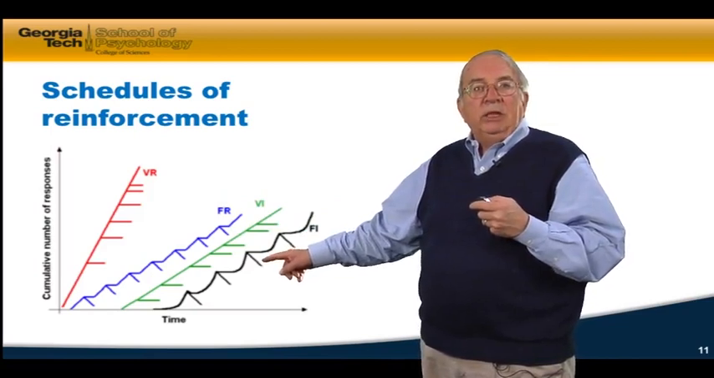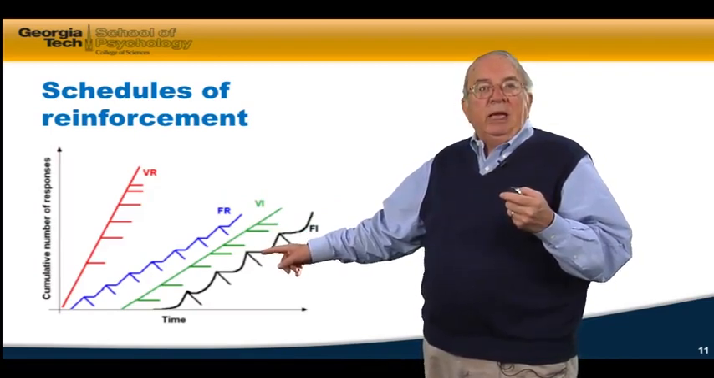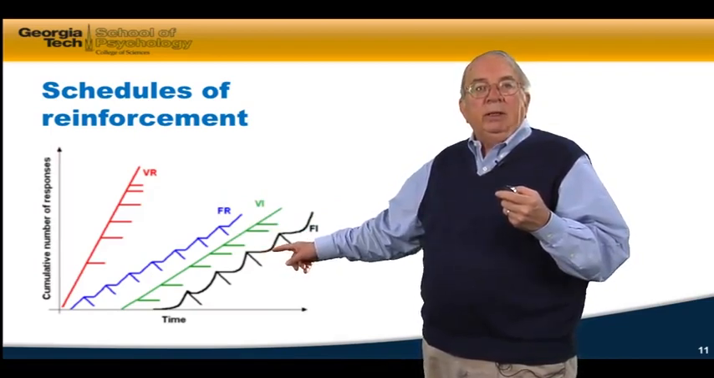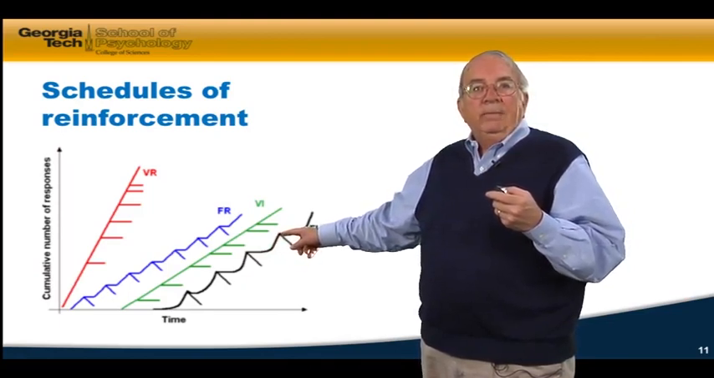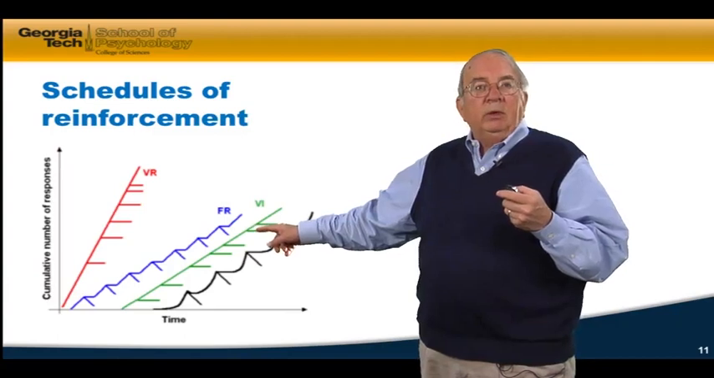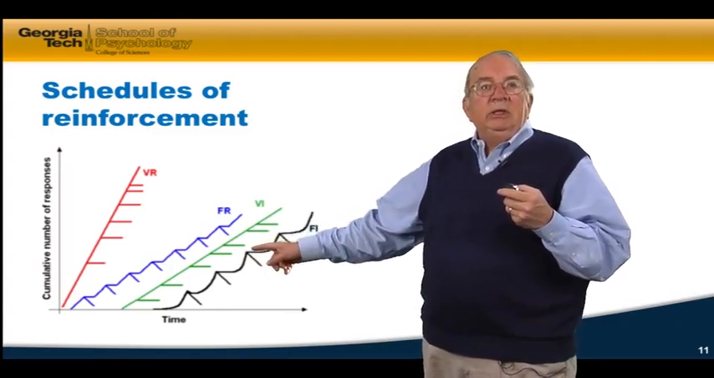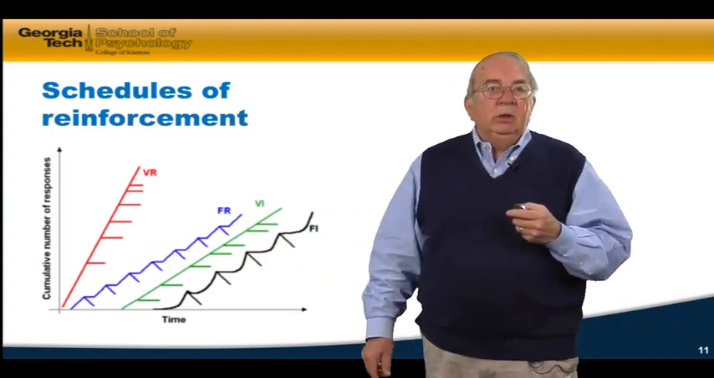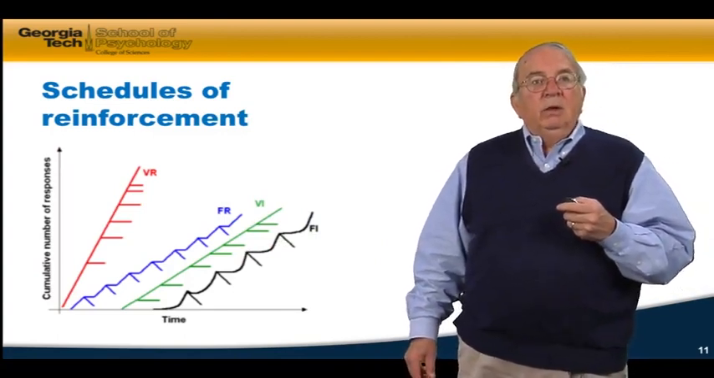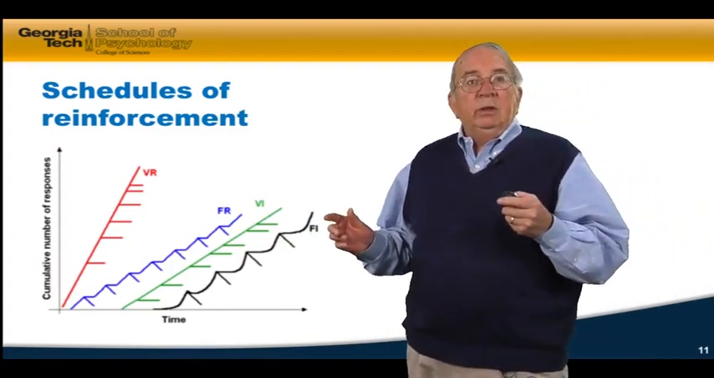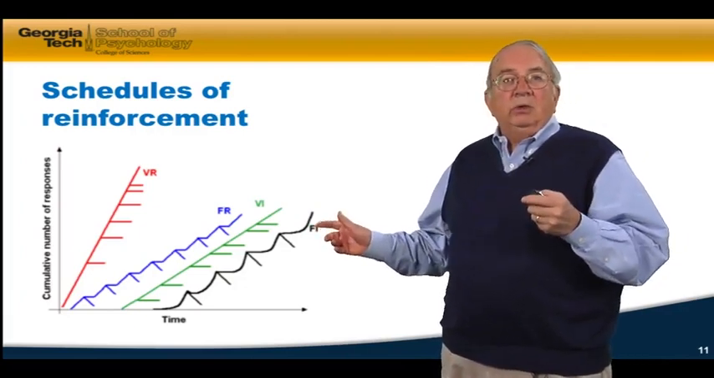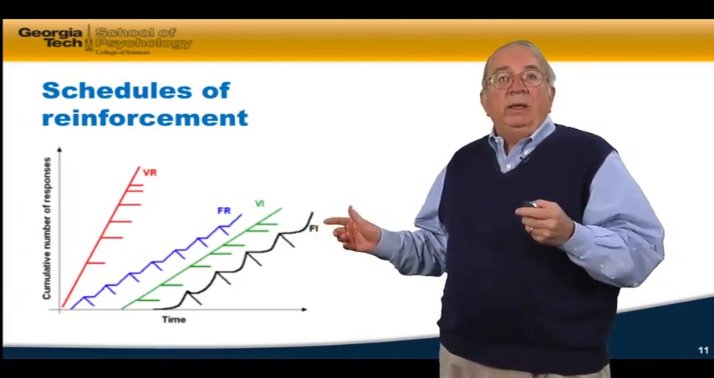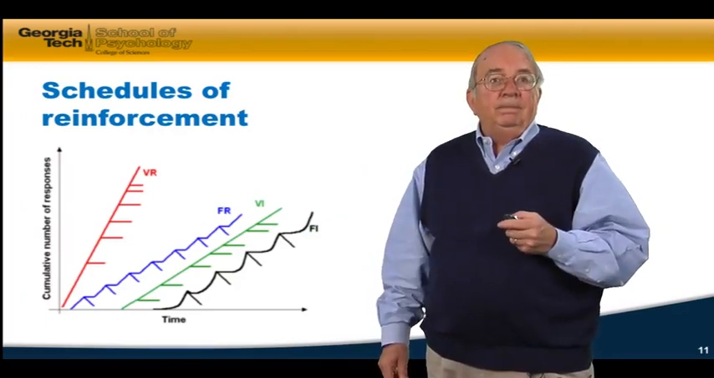With interval schedules, let's say it's a fixed interval 10 seconds, the animal will start out with a very slow rate of responding and then gradually increase that rate of responding up to the point at which the reinforcement will occur. With the variable interval schedule, you don't see those changes in the rate of responding. You have a continuous high rate of responding. So variable schedules will lead to higher rate of responding than fixed schedules, and all of these schedules will lead to more responding than if you just reinforce on every trial.